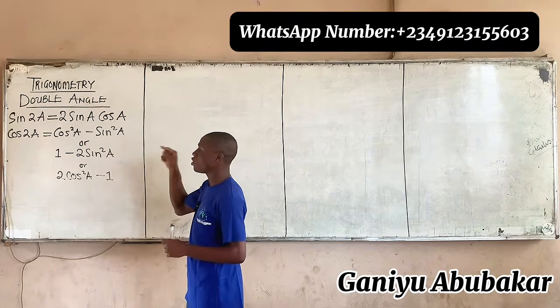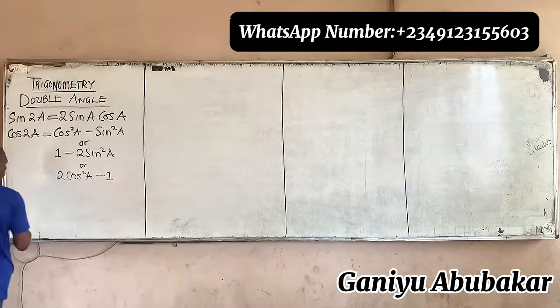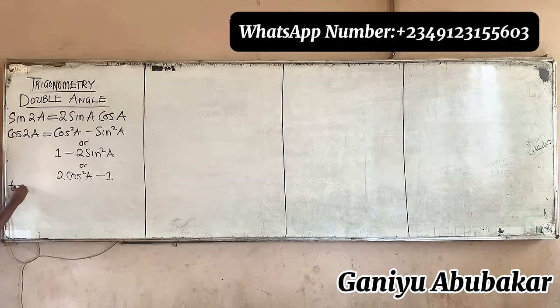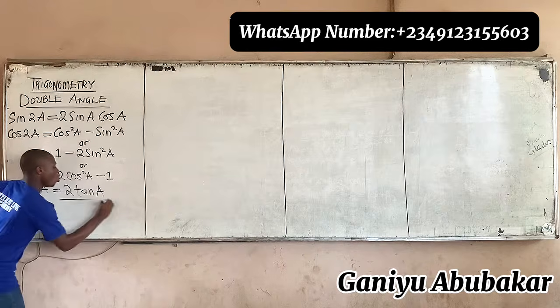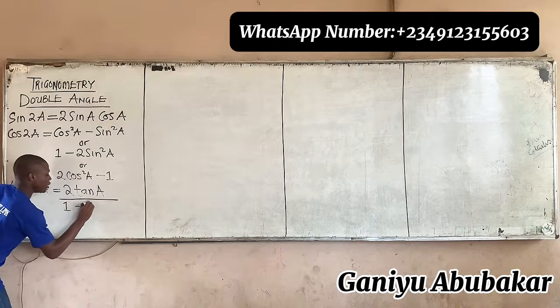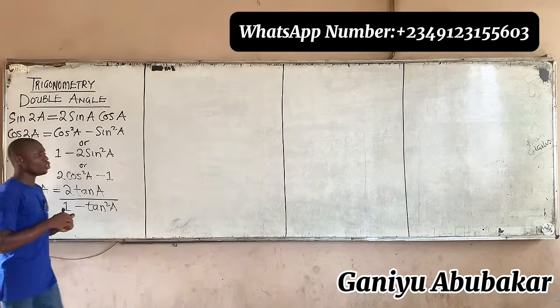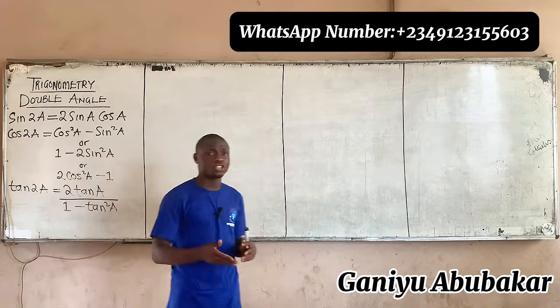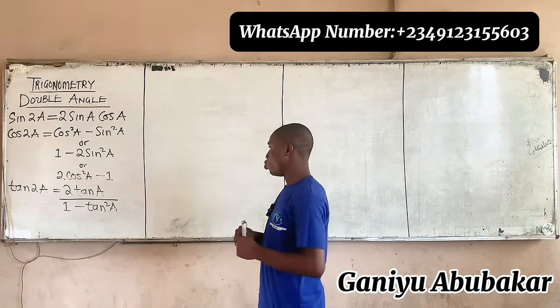So we have done sine and cos. Let's do tan. For tan 2a, this is equal to 2 tan a all over 1 minus tan squared a. So this becomes your mathematical expression for sine 2a, cos 2a, and tan 2a.